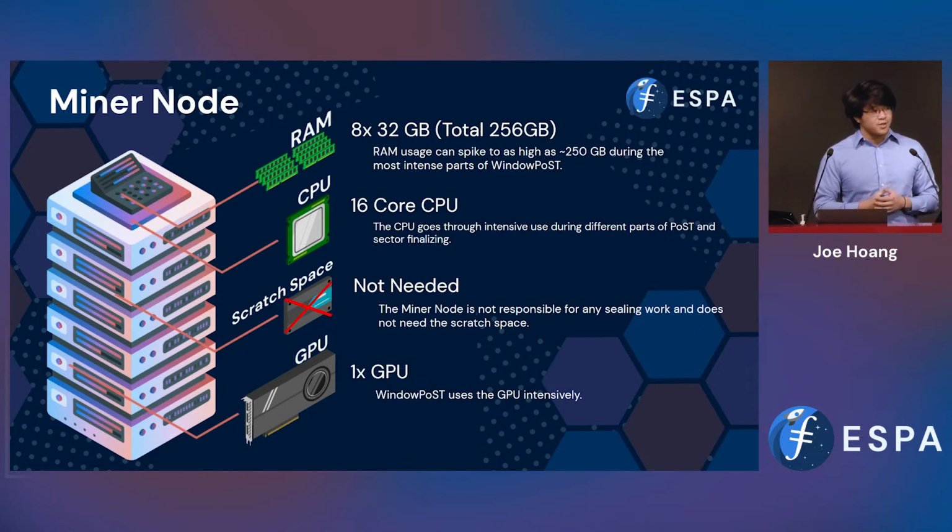We give a 16-core CPU because it does have intensive usage at the beginning and end of its proof, just like the C2. And then it also doesn't need any scratch space because it doesn't deal with any sectors long-term. And then it also uses a GPU to do its calculations. I do want to mention that the calculations can be done by the CPU. However, if you decide to go that route, the CPU will generally perform worse and will burn out quicker than the GPU.